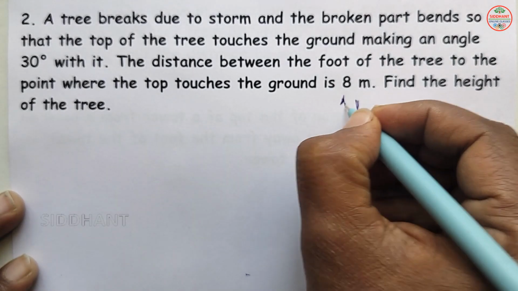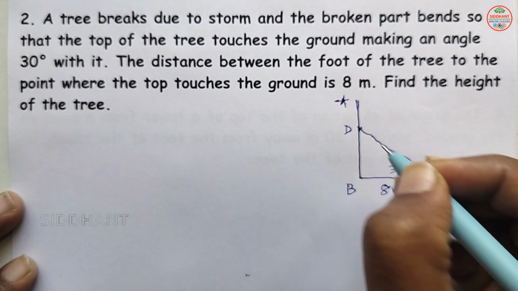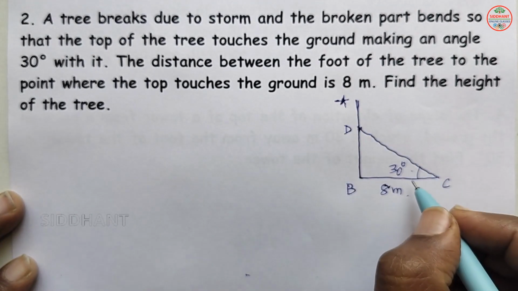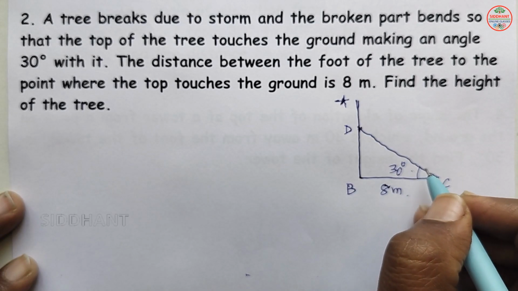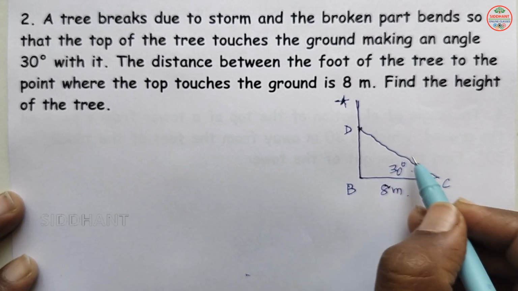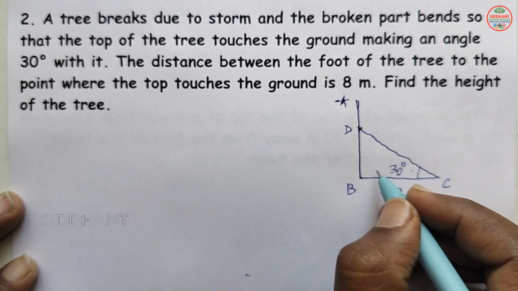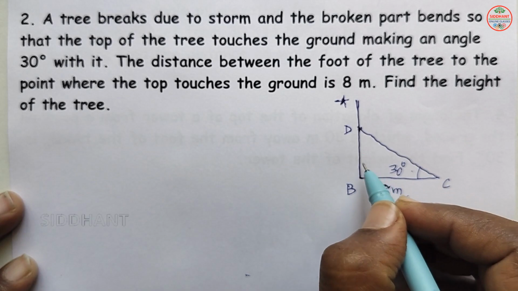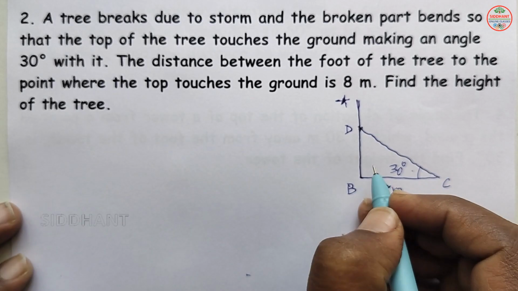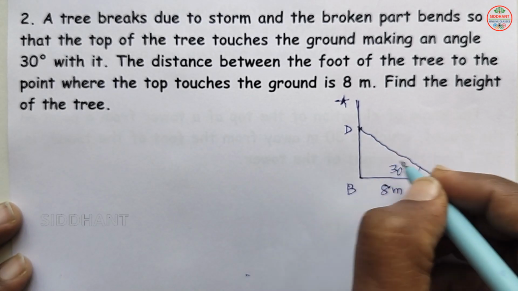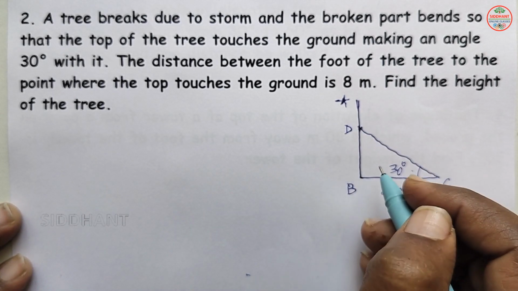So let this be point A, here point B, here point C, and here this point D. The given data is BC, and the angle of 30 degrees is given. So first we are going to find DB, then DC, and then add DB plus DC, and we get AB, that means the height of the tree.